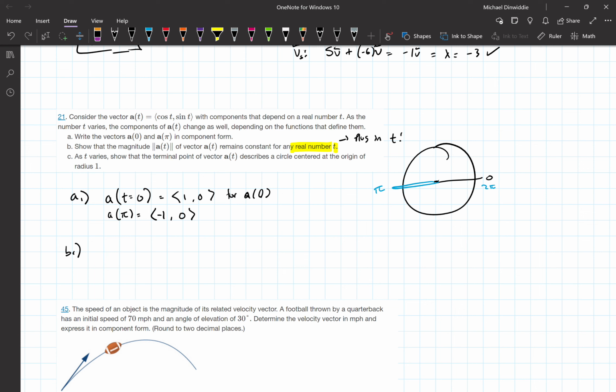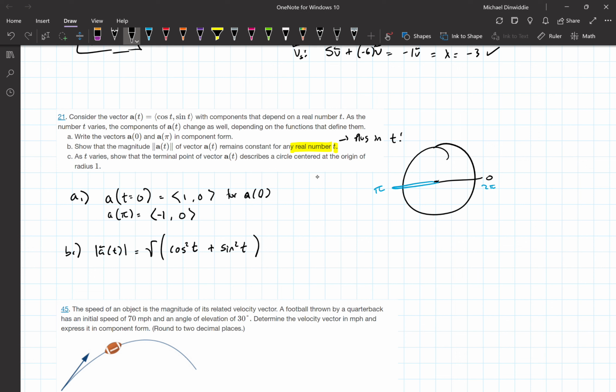So the magnitude of a of t, just like we've been doing, is going to be the x component of a squared plus y squared. And we're not going to use these brackets. We're actually going to do a big old square root, because we're treating this like a big triangle, and so we're using the Pythagorean theorem. So the magnitude of a of t is going to be equal to the square root of, what's that first x component? It's cosine squared t, plus, what's the y component? Sine squared t.